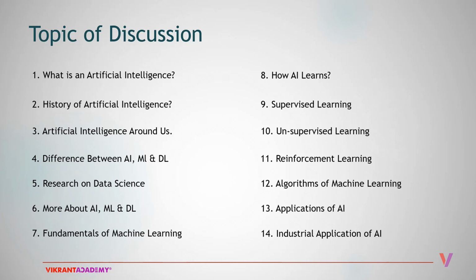Topics for discussion are: what is artificial intelligence, the history of artificial intelligence, then artificial intelligence which is around us, then the difference between AI, ML and DL, which stand for artificial intelligence, as said several times, machine learning and deep learning. Then fifth, we will talk about research on data science, and then more about AI, ML and DL. Then on 7th, we will talk about the fundamentals of machine learning.